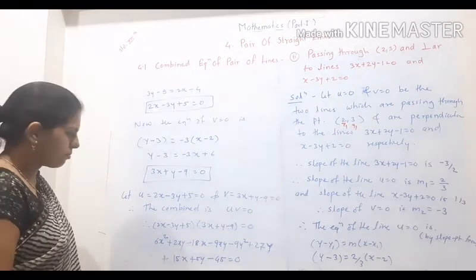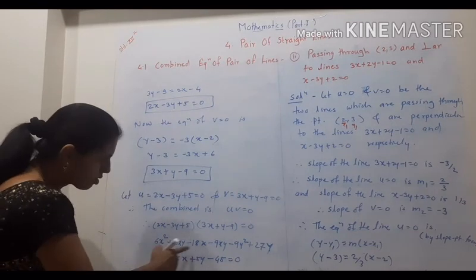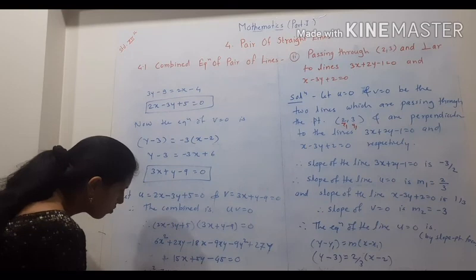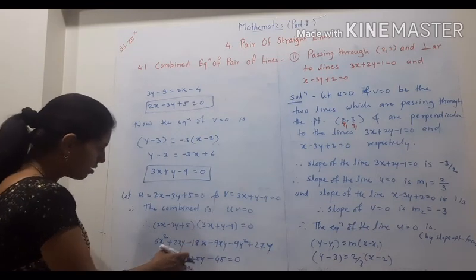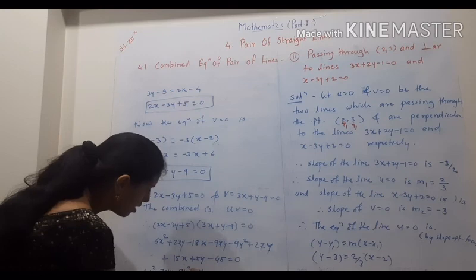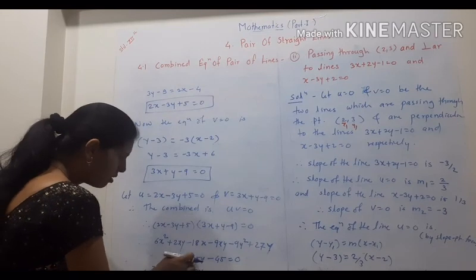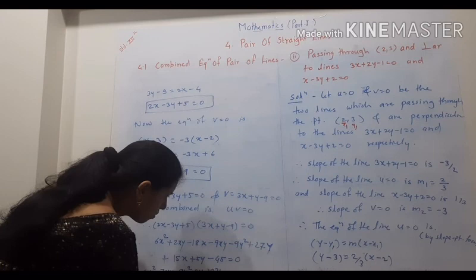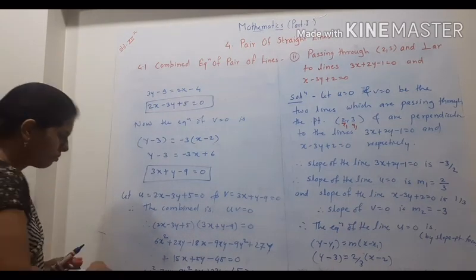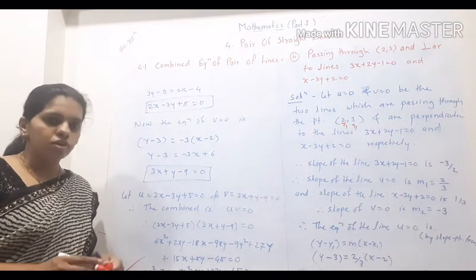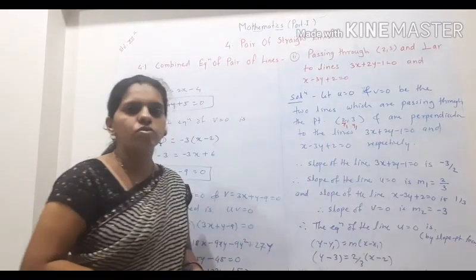Let's simplify this. So 6x square plus 2xy minus 9xy, it is minus 7xy, minus 9y square, minus 18x plus 15x, minus 3x, and in the terms containing y, 27y and 5y, so it is 32y, and the constant term minus 45 is equal to 0. This is the required joint equation of the lines passing through the point (2, 3) and perpendicular to these two lines.